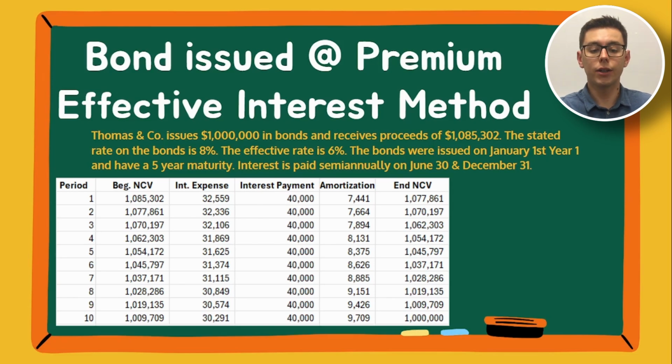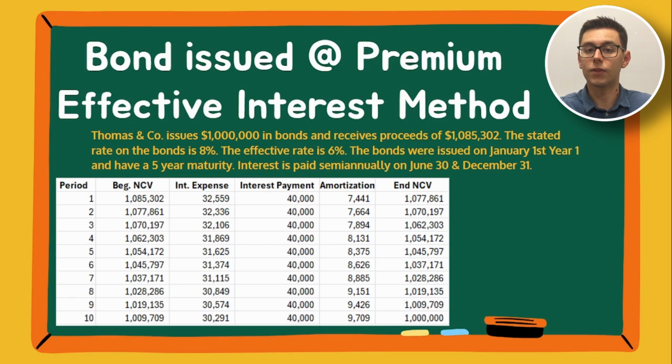But then next period, you'll notice with the way we calculate interest expense, we take the 3% times the new beginning net carrying value of $1,077,861. So interest expense is constantly reducing, or getting smaller, over the life of the bond, and inversely, amortization is getting bigger. So this is really important to note because on the exam, if they ask you for the second or third period amortization or the journal entry, you will actually have to do the first two periods to figure out what the third period would be.